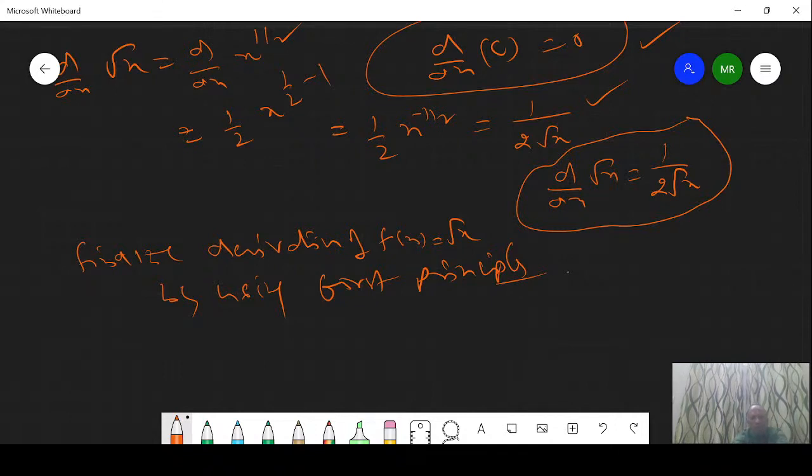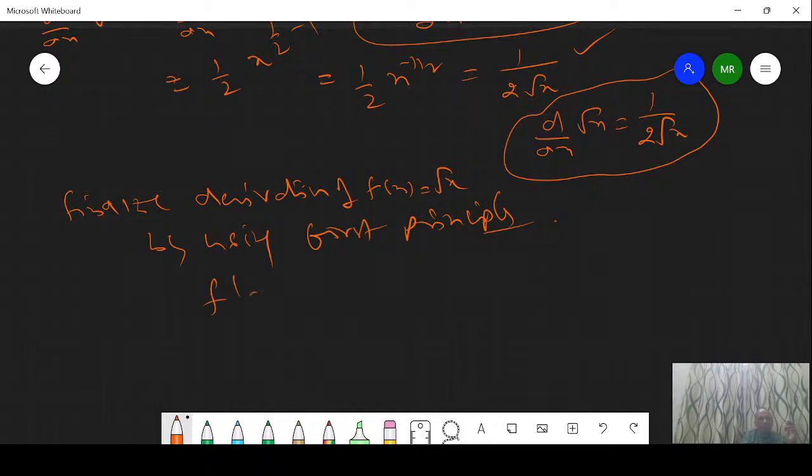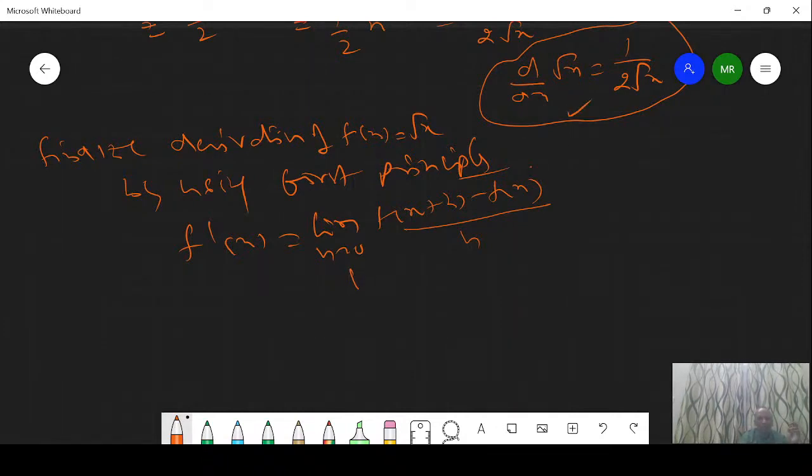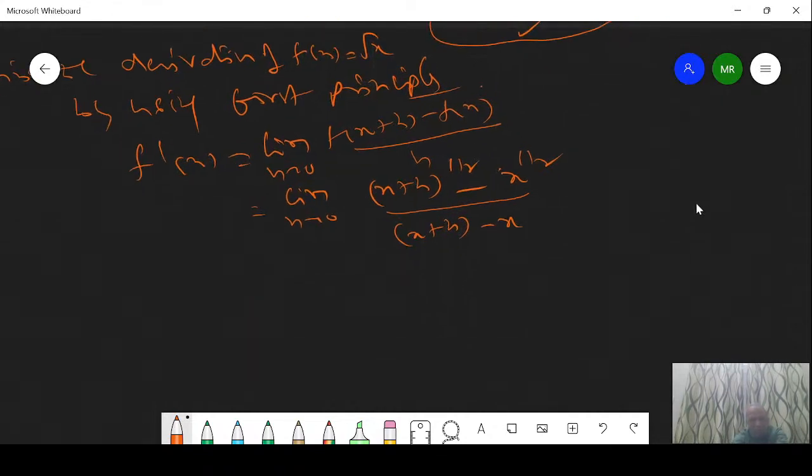So when they ask by using the first principle, the same concept applies. Again, f dash of x is equal to limit h tends to 0 of f of x plus h minus f of x by h. But we know the answer. Here I can write limit h tends to 0 of x plus h whole power 1 by 2 minus x power 1 by 2 by h. In the place of h, I can write x plus h minus x, adding plus x and subtracting minus x. Now we know the formula. Same thing, limit h tends to 0. I suggested that when h tends to 0, x plus h approaches x. Then I have written x plus h whole power 1 by 2 minus x power 1 by 2 by x plus h minus x.